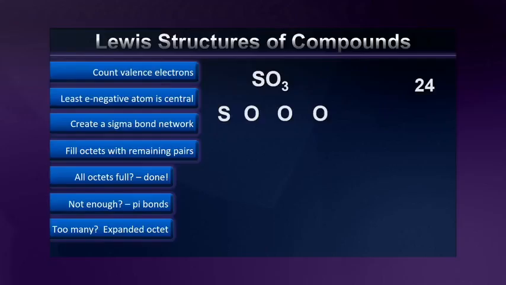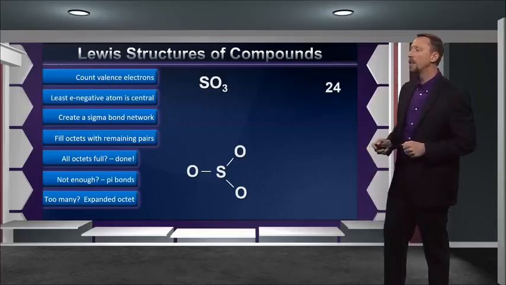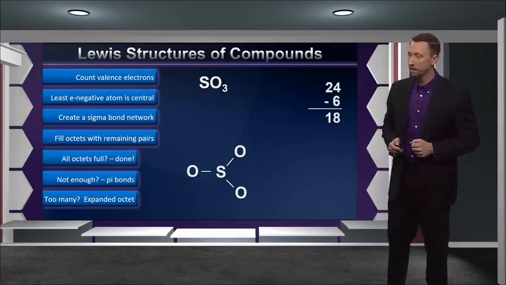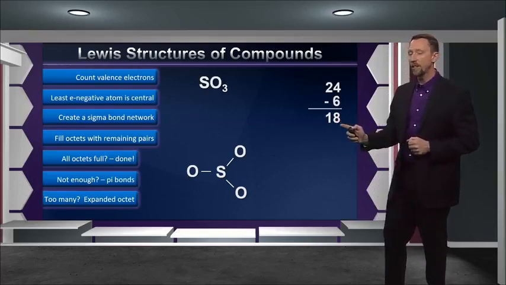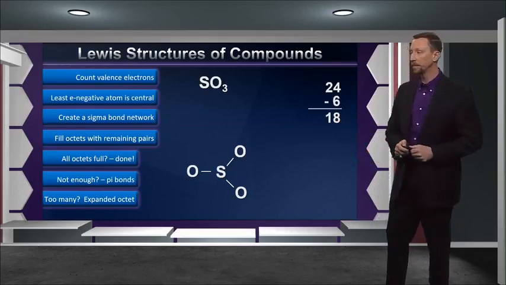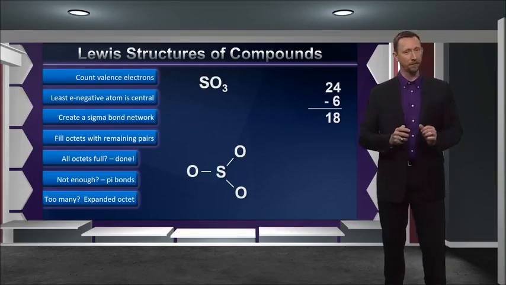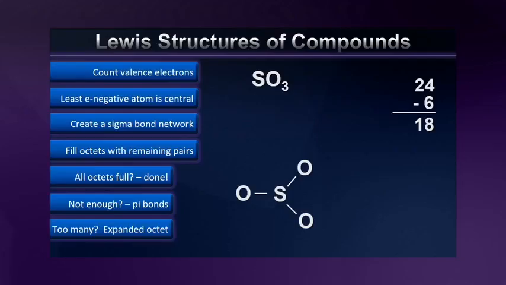Step 2, create that framework. Least electronegative element in the center. In this case, sulfur is less electronegative than oxygen because it's lower in the column on the periodic table. And building my framework consumes 6 electrons. So I'm left with 18 electrons to satisfy octets for everyone. Now the question is, can I do it? Well, let's make the oxygens happy, shall we?